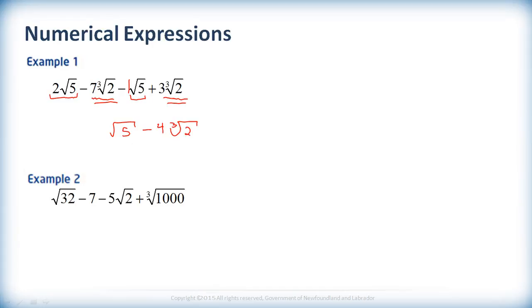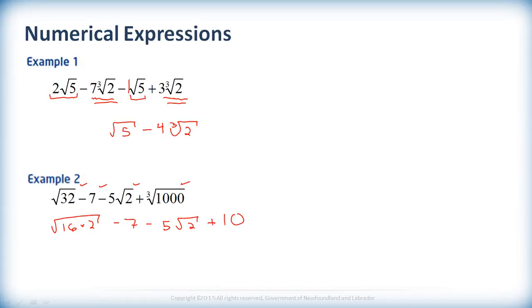In this next example, it looks at first sight like none of these are going to be compatible because we don't have any similar radicals or radicands. But let's see what happens if we simplify them first. So we'll start with the 32. We know that square root 32 is the square root of 16 multiplied by 2. Nothing I can do with the 5 square root 2 to simplify that. And the cube root of 1,000, well, 10 times 10 times 10 is 1,000, so that's just a 10.